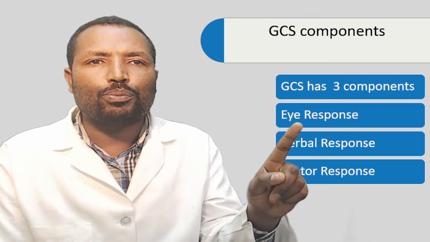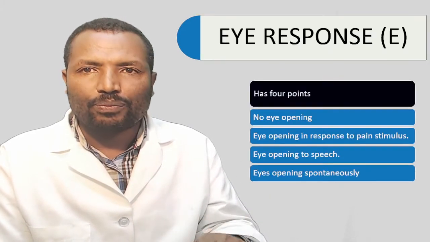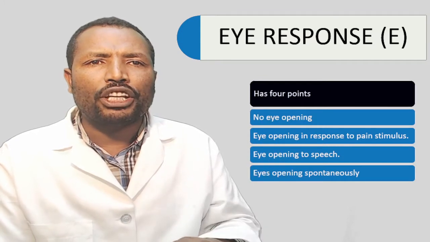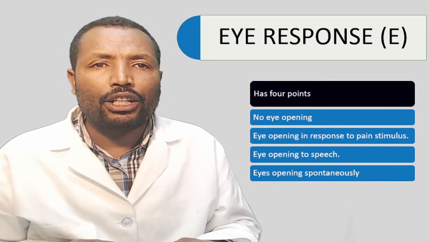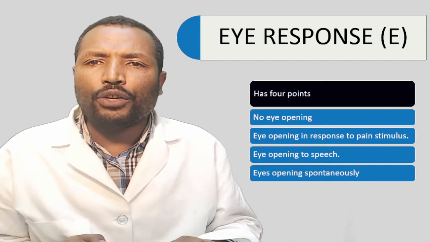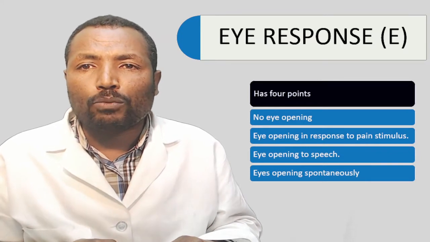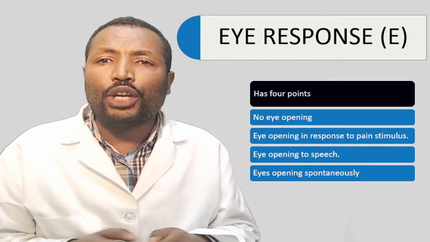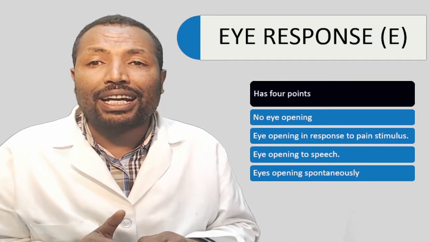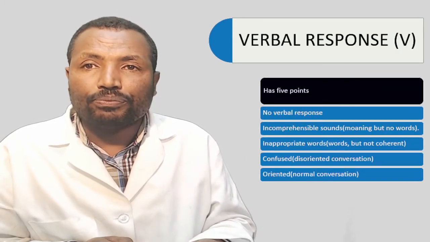One is eye response, second is verbal response, the third is motor response. The eye response has 4 points. If the patient has no eye opening, we give 1. If eye opening is in response to pain stimuli, we give 2. If eye opening is to speech, we give 3. And finally, if the patient can open the eyes spontaneously, we give 4.